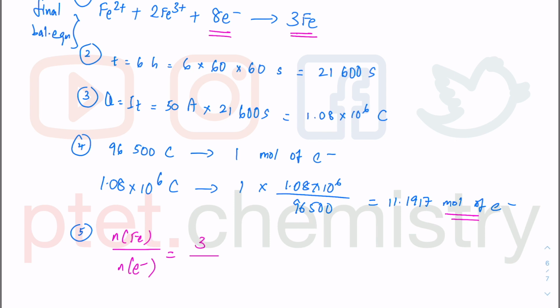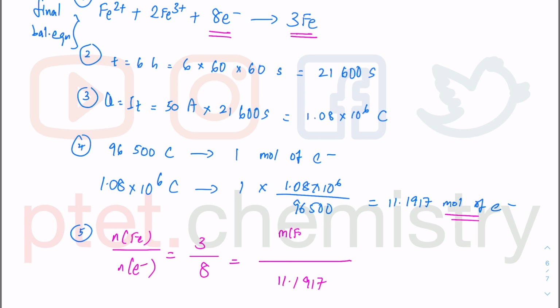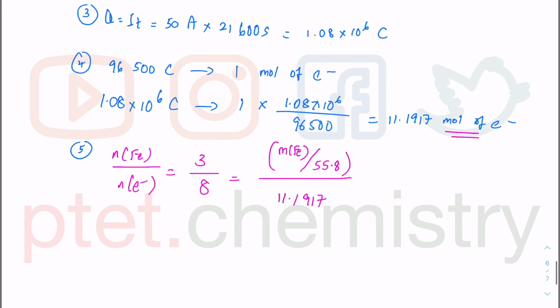At the bottom I have written electrons, so at the bottom I have 8. And then on the right hand side is equal to what happened in reality. In reality, I have 11.1917 mole of electrons, and on the top is the actual mole of iron. So I will get the actual mole of iron, which is the actual mass of iron, divided by the relative atomic mass, because mass over Ar is the actual mole of the iron produced by the electrolysis.